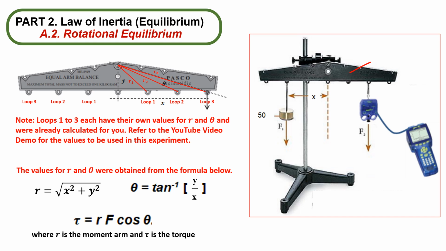And then in the equal arm balance, we can see here that we have loop 1, loop 2, loop 3, and then also on the other side, loop 1, loop 2, and loop 3. Here, this part is for the first column of our experiment, and this is for the second column of the experiment. So this is for the hanging mass, and the other side is for the applied force.